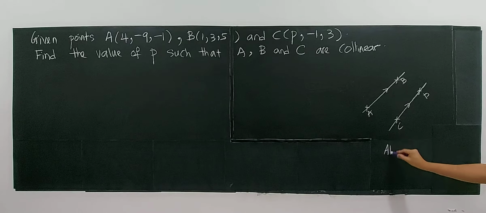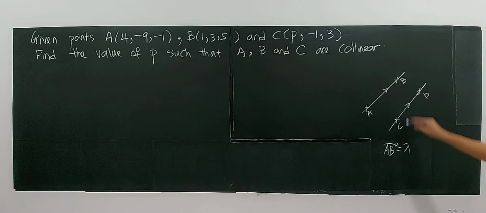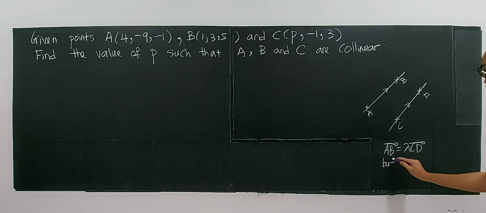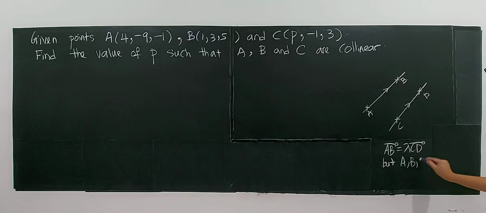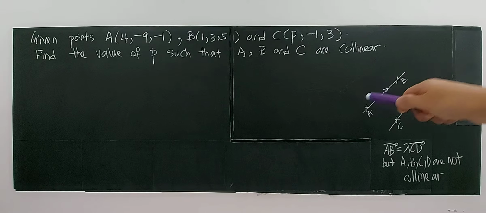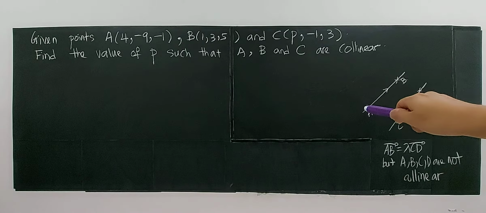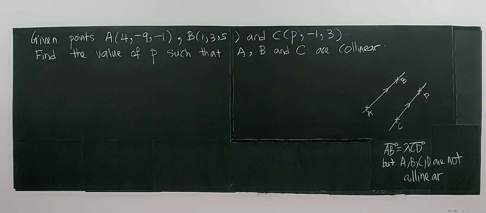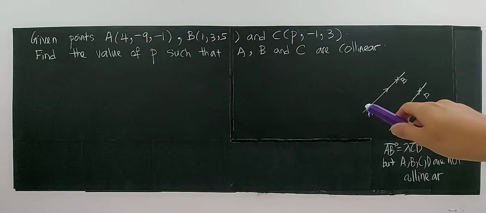So I can say that AB is a scalar multiple of the line CD, but I cannot say A, B, C, D are collinear. A, B, C, D are not collinear. Why is this not collinear? These two lines are parallel, but the four points cannot form a single line. So they are not on the same line.